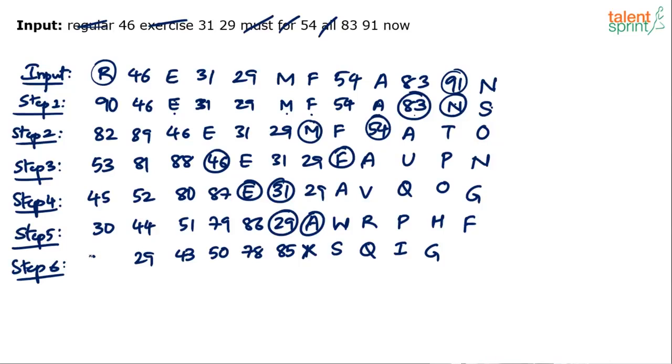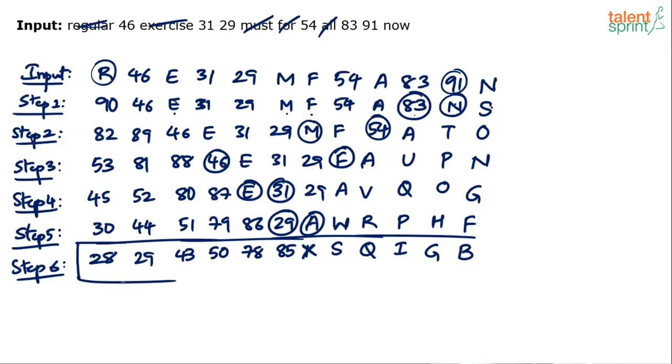29 has already been moved. No, I think this was 30 which became 29. 29 will become 28, right? I got confused whether I moved 29 already. This 30 became 29. Now 29 will become 28. A becomes B. This is the final output. Step 6 is the last step.